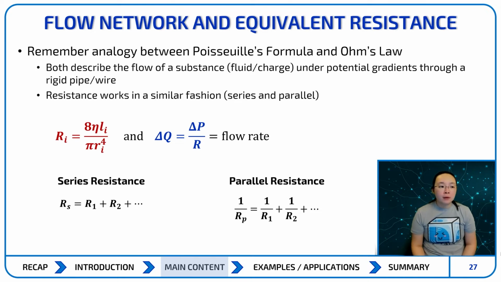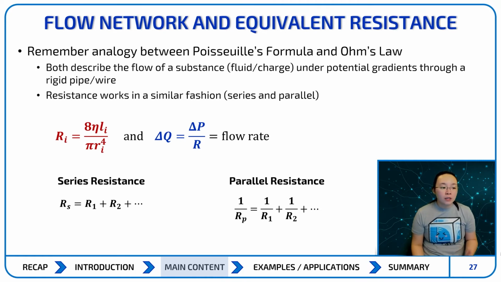Now, going through Poiseuille's equation and Poiseuille's formula again, remember a couple of slides ago we said that Poiseuille's formula was very comparable to Ohm's law. Because of that, we can also expand our analogy and move on to resistance formulas. Both of them describe the flow of a substance, whether it's fluid or charge, under potential gradients through a rigid pipe or wire. So resistance works in a similar fashion, whether it's in series or parallel.